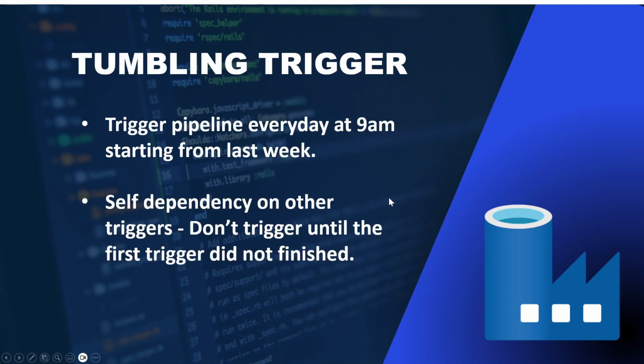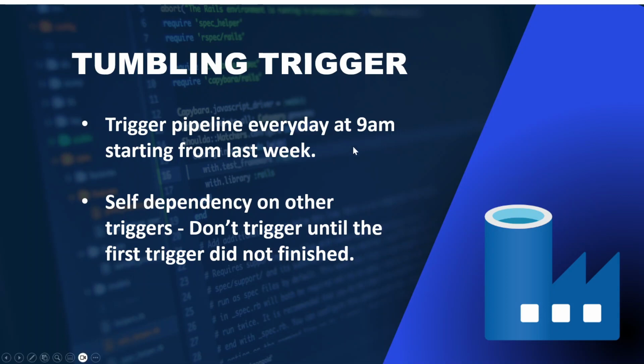The next one is the tumbling window trigger, and this is the same as the scheduling one, but with the difference that you can start the pipeline from last week. We will see later in the practice, but with the scheduling trigger you can only start from today, while with the tumbling trigger you can start from last week, let's say because the pipeline failed and you need every day since last week to be run.